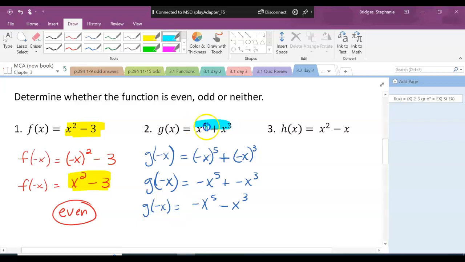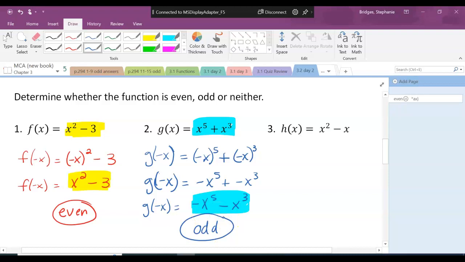So we want to compare the original to the result. Is it exactly the same? No, so it's not an even function. Did the sign of everything change? Yes, I started out with a positive x to the 5th and a positive x to the 3rd. I now have a negative x to the 5th and a negative x to the 3rd. So since all of the signs have changed, what are we going to say about this one? It's odd, yeah. Does it make a little bit more sense now that you see it in action?